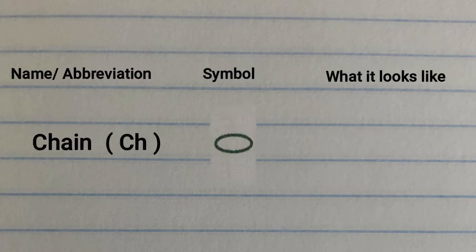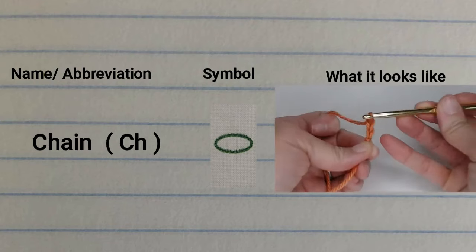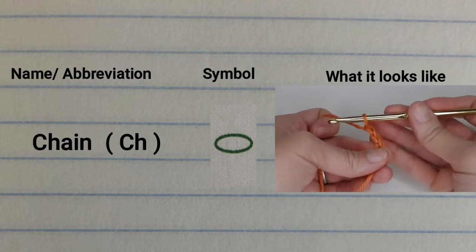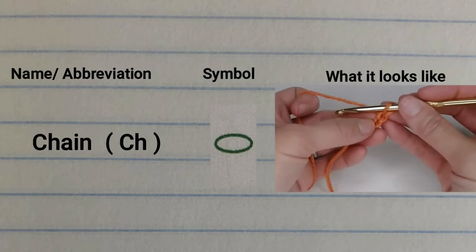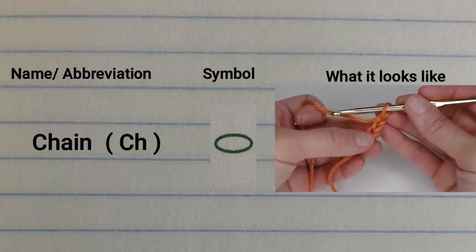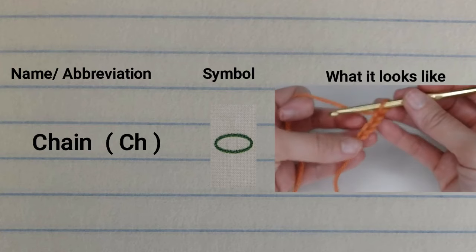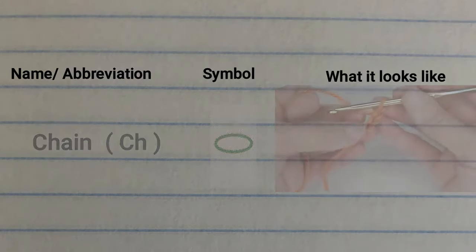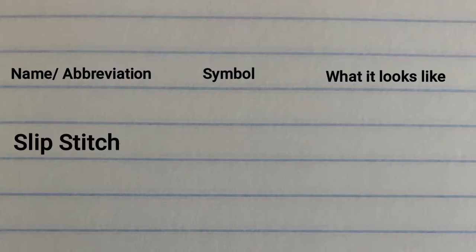The very first stitch we're going to go over is the chain. This is how it is spelled. This is the abbreviation. Here is the symbol for chain, and this is what a chain looks like. Okay, each one of these V shapes is one chain. So here I would have 4 chains. 1, 2, 3, 4.